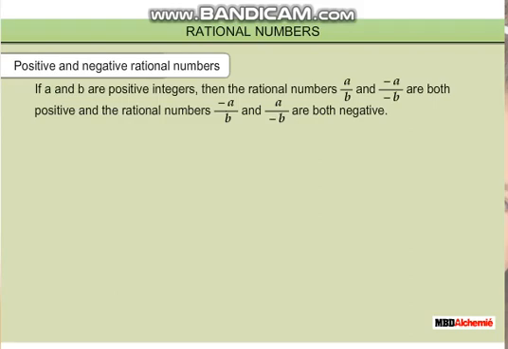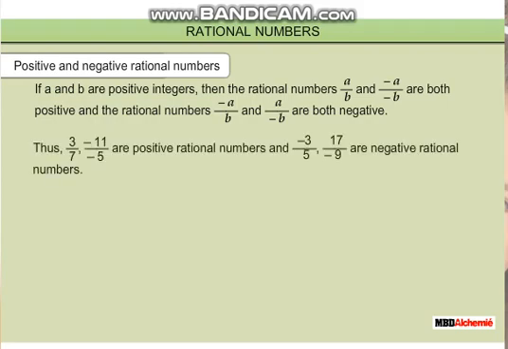If a and b are positive integers, then the rational numbers a upon b and minus a upon minus b are both positive, and the rational numbers minus a upon b and a upon minus b are both negative. Thus, 3 upon 7 and minus 11 upon minus 5 are positive rational numbers, and minus 3 upon 5 and 17 upon minus 9 are negative rational numbers.